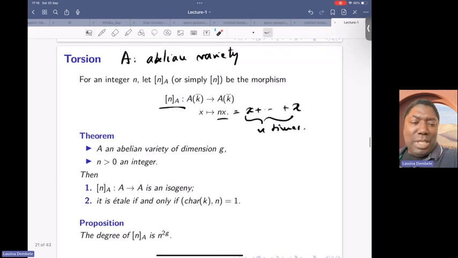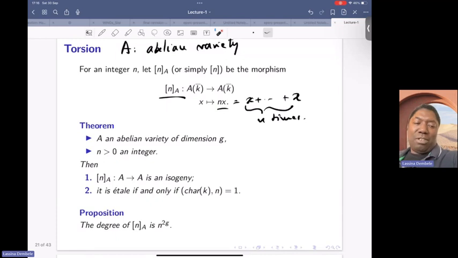The second thing we need to know about the isogeny is the size of the kernel, which in this case is the degree of the isogeny. And in this case, the proposition says that, yeah, I put the dimension of the abelian variety here, but it should have been in this statement. So if you give yourself an abelian variety of dimension g, then the proposition says that the size of the kernel, which is the degree of your isogeny, is n to the power 2g.